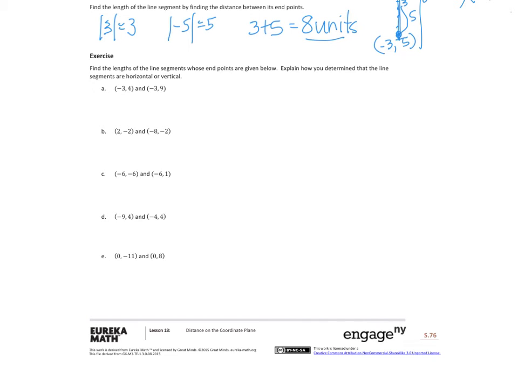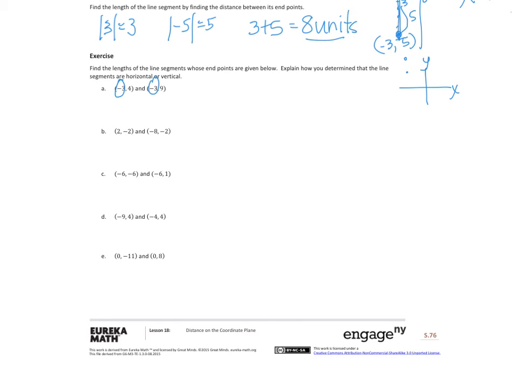Okay, find the lengths of the line segments whose endpoints are given below. I don't know if I'll draw each of these out, but we'll see. Because I'm just looking, okay, there's a negative, there's a negative. Sometimes I just do. If I'm over here, and -3, 4, -3, 9, they're on the same side. They both have the x coordinate of -3, so the vertical line passes through -3. Here's my x, here's my y.